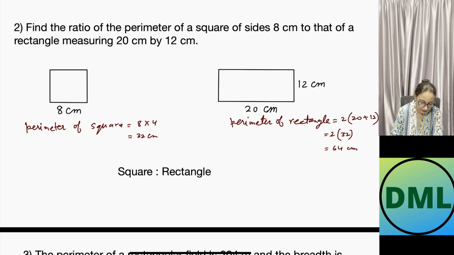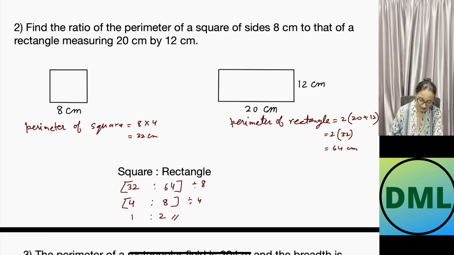I need to calculate the ratio of the square to the rectangle. The perimeter of the square is 32 and the rectangle is 64. I need to take the ratio of that. Can I divide this by 8? I'll divide both sides by 8. 8 times 4 is 32, let's write down here as 4 is to 2. 8 times 8 is 64, let's write it here as 8. Here I can divide the ratio by 4 directly. 4 divided by 4 is 1 and 8 divided by 4 is 2. My answer is 1 is to 2.